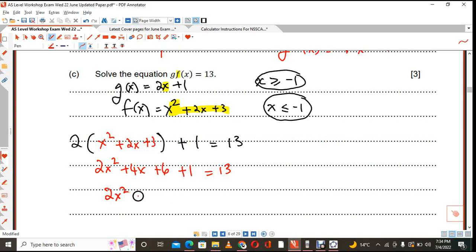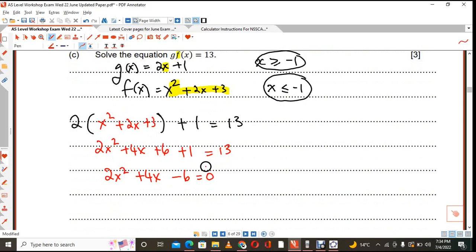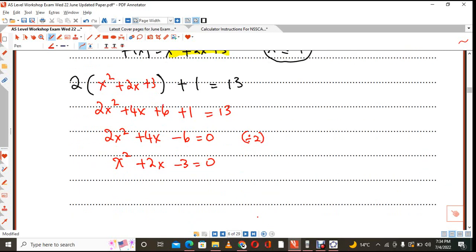So it's 2x squared plus 4x plus 7. If you take away the 13, it is going to be minus 6, equal to 0. Okay, now you can actually simplify this further by dividing throughout by 2. That's going to give you x squared plus 2x minus 3 equals 0. And this actually is something that can be solved. It's going to be x plus 3 and x minus 1 equals 0. So the solutions are x equals -3 or x equals 1.